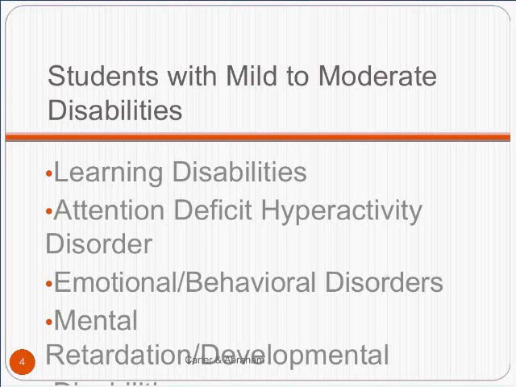Specifically, we will be talking about learning disabilities. Learning disabilities is a category, a disabling condition under the special education law. Attention deficit hyperactivity disorder is not a special category or doesn't have a special designation, but it is a very prevalent condition. I think it's one we're all aware of. Emotional behavioral disorders are high-incidence disabilities. They occur at high rates in the population. And mental retardation, which is also being currently referred to as developmental disabilities.